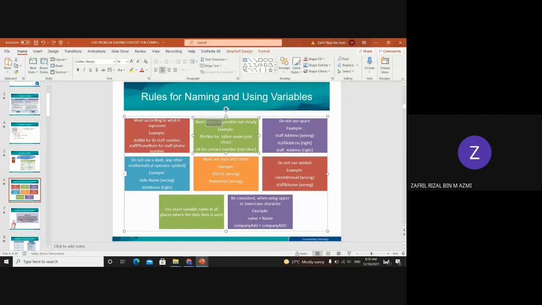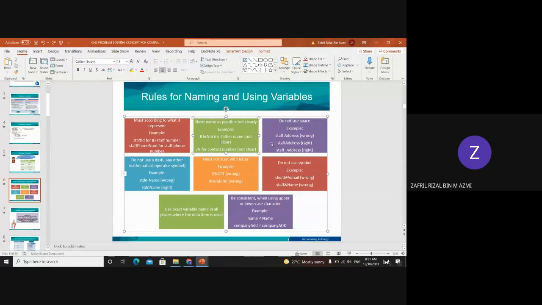Sometimes the value that it holds, for example, student address, student BCS address, batch semester 1, 2022, 2021. For example, that one to hold the student address value for student BCS is too long. Too long for variable names. So make it as short as possible but clear and understandable.